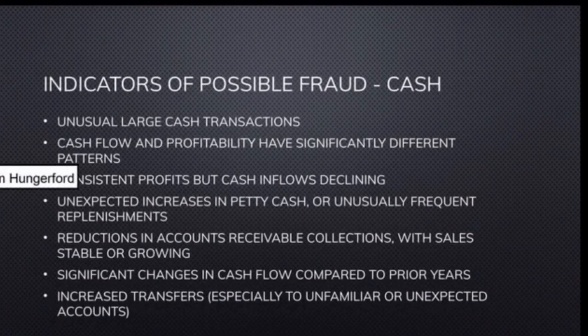So indicators of possible fraud when it comes to cash are unusual large cash transactions, especially unexpected unusual large cash transactions. You're also going to again look at cash flow related to profitability, and if there are some significantly different patterns that don't get explained through collections, then that's something you want to investigate. Are consistent profits happening, but cash flows are in the decline? That's a problem. Unexpected increases in petty cash or unusually frequent replenishments of that petty cash.